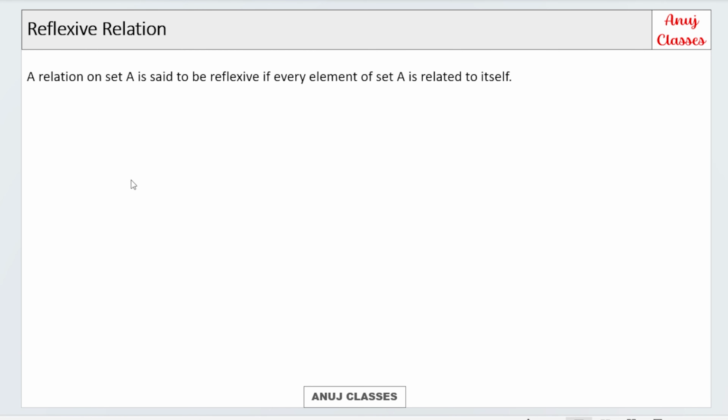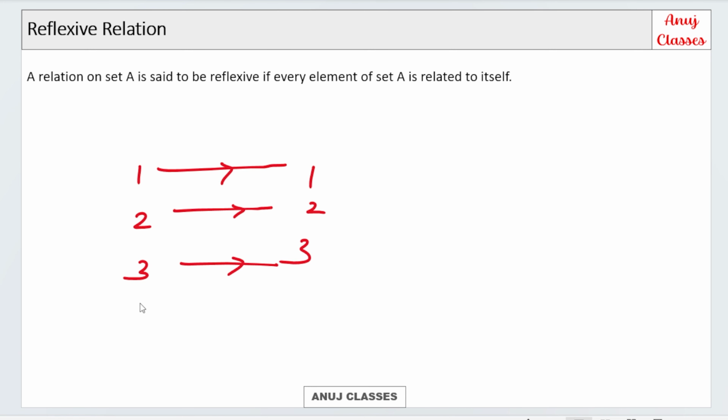For example, I have a relation such that it is a normal identity relation, but I also have one more pair in which 1 is related to 2. So here I can say that this is not an identity relation, but it is a reflexive relation.